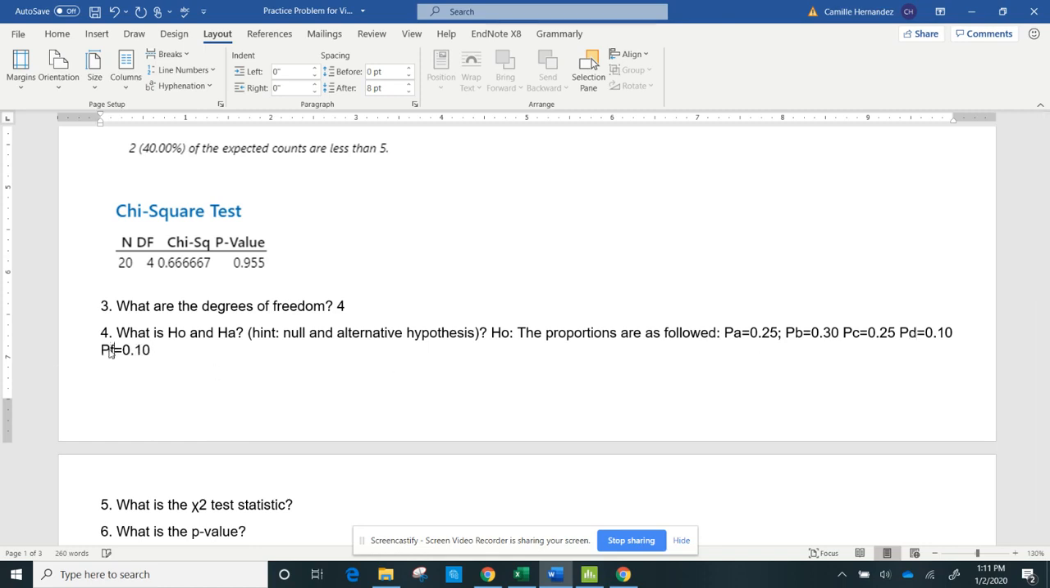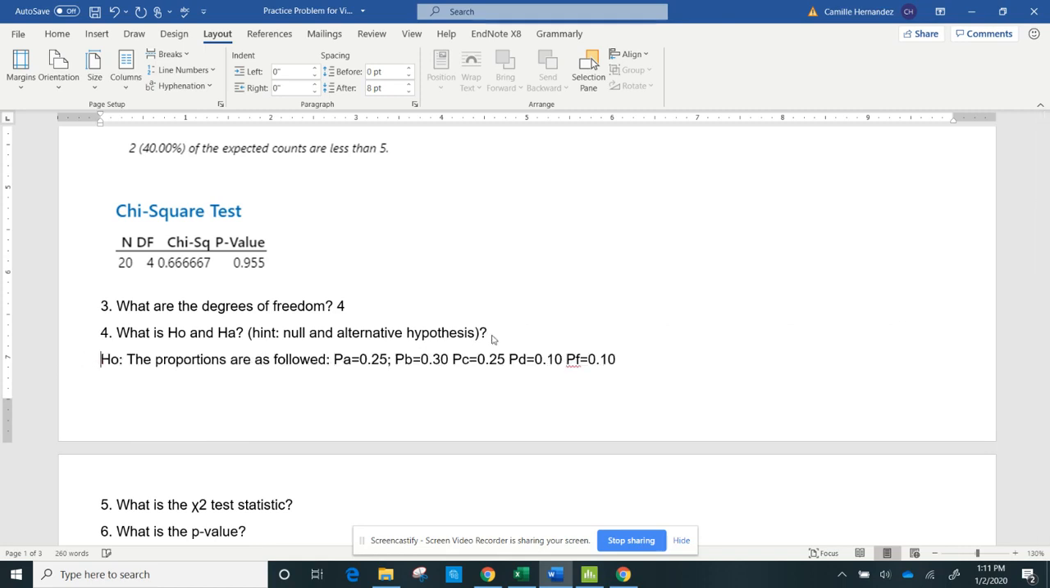Okay. So this is my null. I'm going to put it on the next side. Maybe that'll make it easier. The proportions are as followed. And you can put the proportions in there. And I really do think it's kind of easier when you do that because I'm showing what I'm expected to be. And that's what I have.